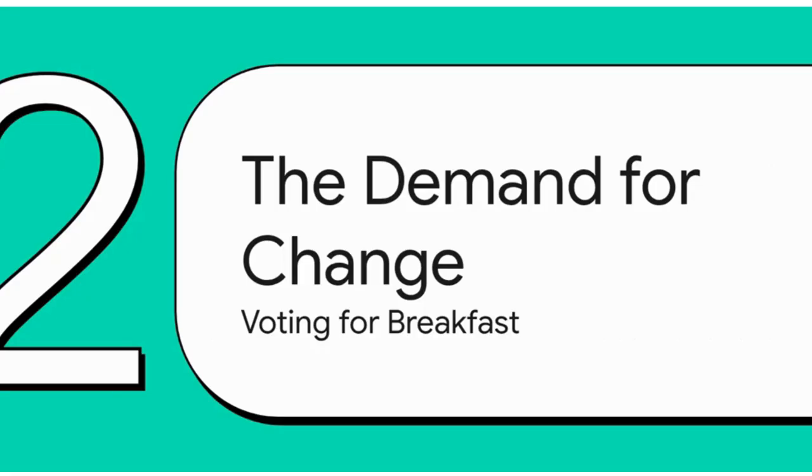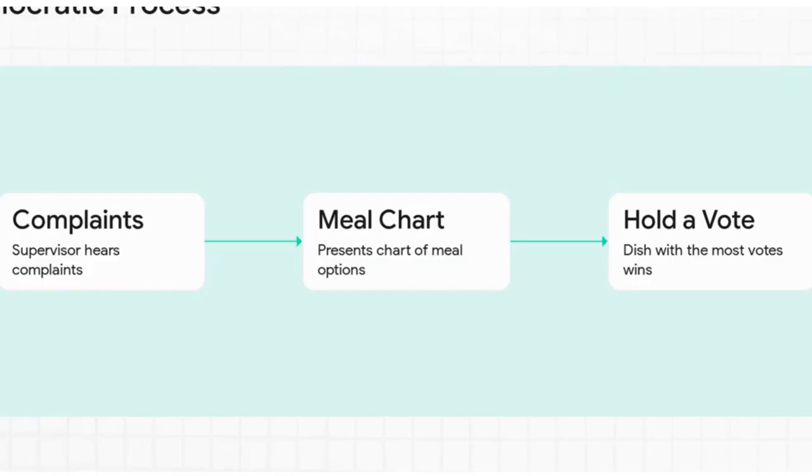Section 2. The Demand for Change. Those 80 unhappy students, they finally decide that just murmuring in the hallways isn't going to cut it anymore. It is time for action. So this massive majority marches right up to the hostel supervisor and demands a change to the menu. The 20 who actually liked the bread and butter, well, they just kept right on being completely silent.